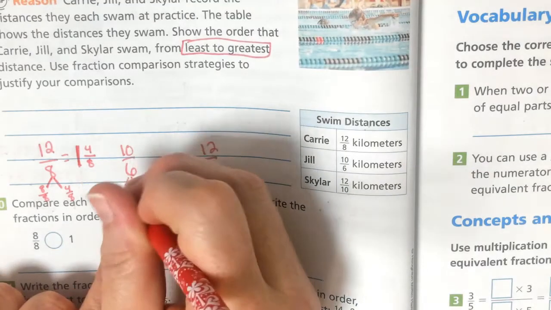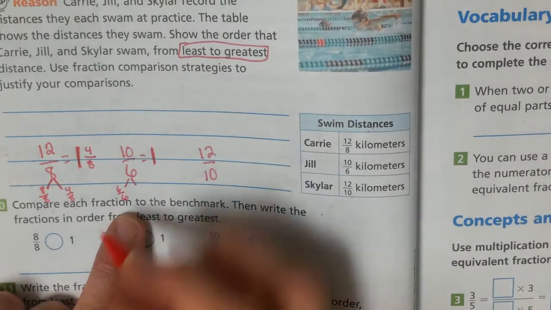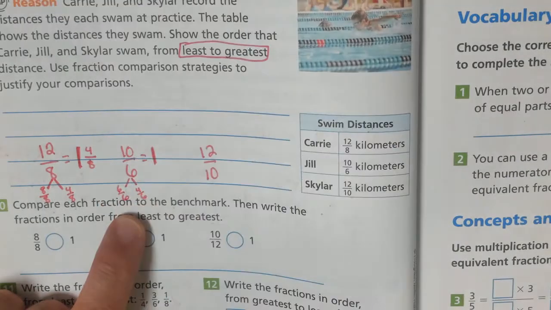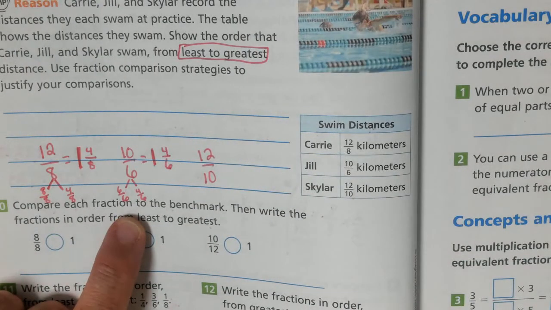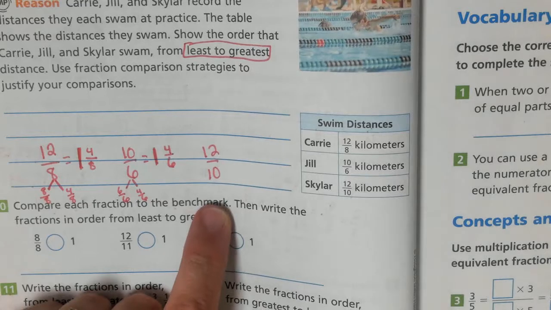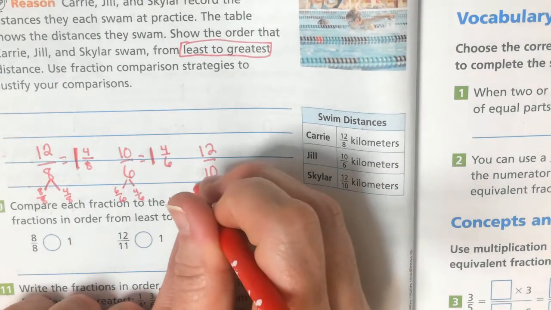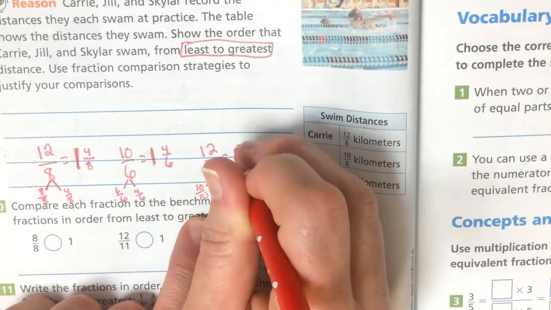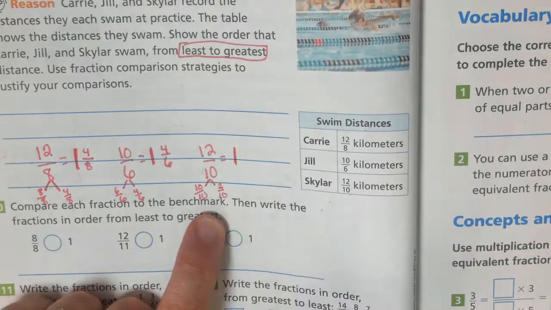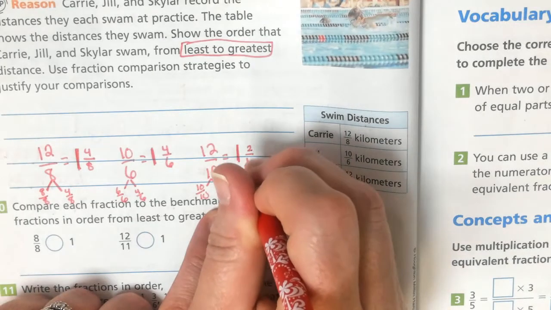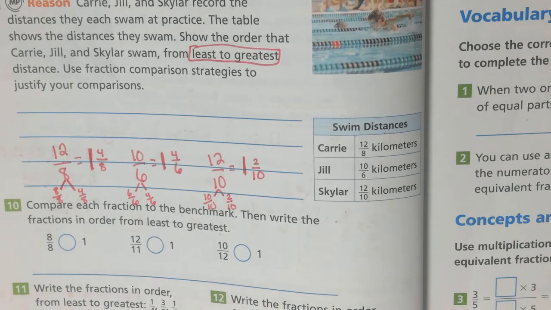10/6. If I take out my 6/6, which is my 1 whole, I would have 4/6 left. So this would be 1 and 4/6. And with my 12/10, if I take out a 10/10, which is my 1 whole, I would have 2/10 left. So 1 and 2/10. Now I'm thinking this is going to be a lot easier to compare.